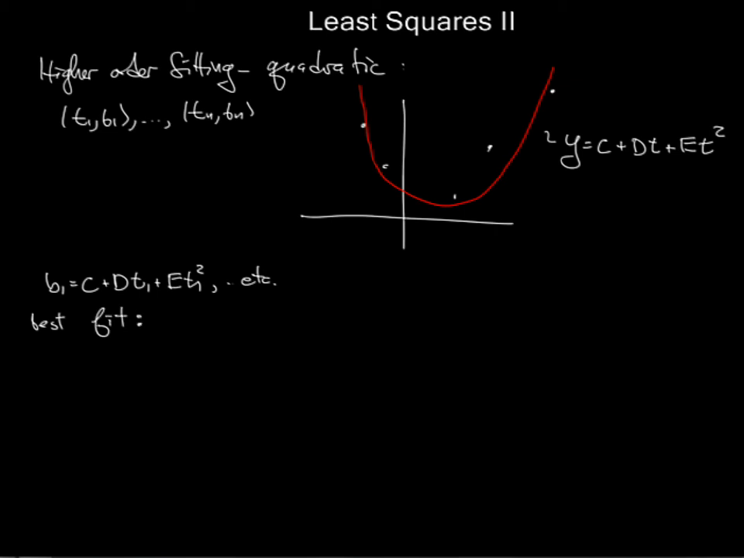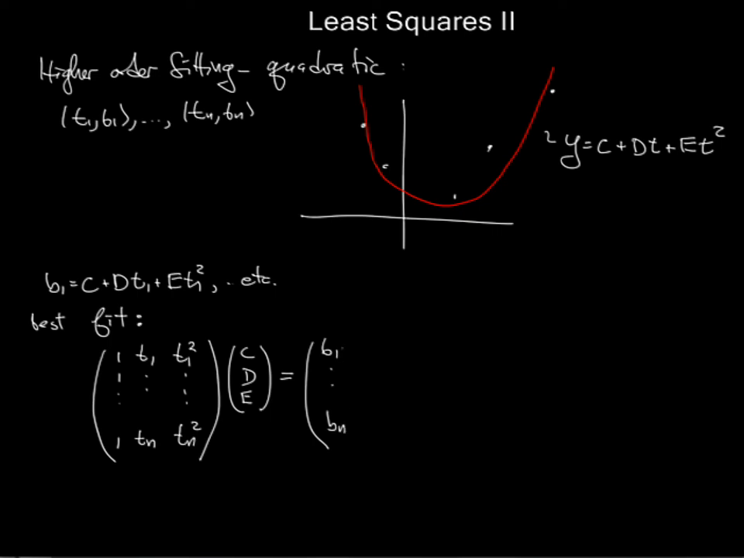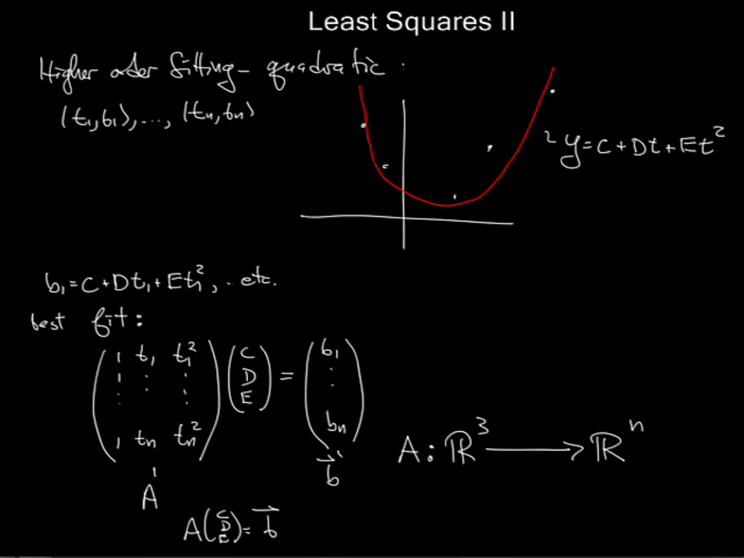So the points that we get are these. B1 is supposed to equal c plus dt1 plus et1 squared. If you write this out as a matrix equation, it looks like this. We're trying to solve this equation: A times (c, d, e) is equal to the vector b1 through bn. Notice the difference now is I have a third column with the ti squareds in it, and (c, d, e) is a 3-vector. So now I'm looking at a map from R3 into Rn, and I'm trying to solve the least squares problem here. And it's really the same technique, using R3 instead of R2.